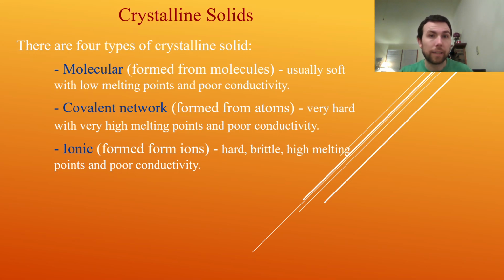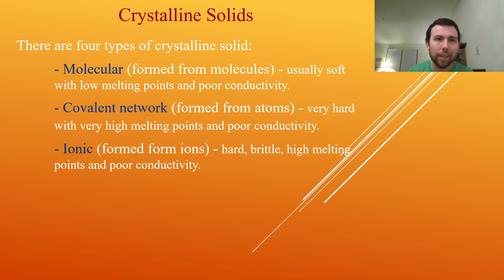You've got ionic crystalline solids. These are going to be formed from ions, right? So these are going to be your ionic solids. They're hard, but they're brittle at the same time. That means that they can be broken into pieces. They generally have high melting points, but when they're in the solid phase, they have very poor electrical conductivity.